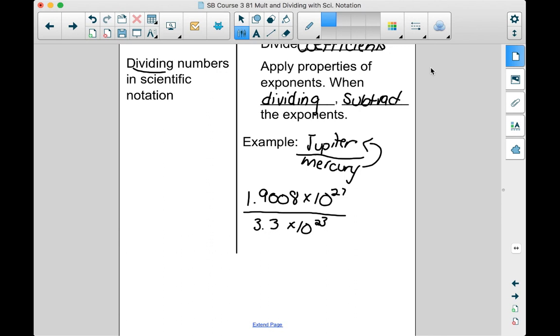So let's go ahead and highlight our coefficients. Anything that's a coefficient, we're going to highlight. These right here are our two coefficients. And then we've got our base of 10, and again, it's the same base. And our exponents are 27 and 23. Okay, so we would do 1.9008 divided by 3.3, and that would be its own problem.